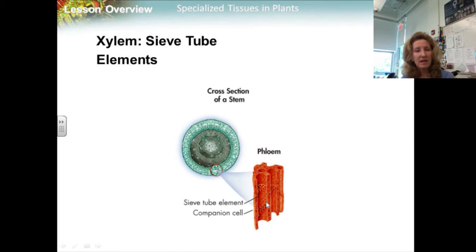The cells that surround the sieve tube elements are called companion cells, as you can see, those things right there. Companion cells keep their nuclei, as you can see the little nuclei in there, and other organelles throughout their lifetime. After they mature and die, cell walls at both ends are left with slit-like openings through which water can move freely.